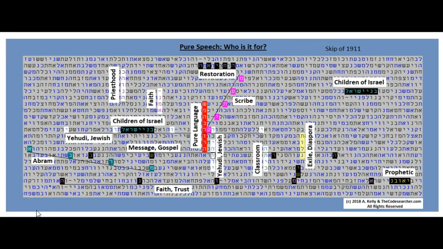Okay, in this section, we're asking who is it for, or what is it for? Again, we have the access term, pure speech, in the middle, going vertically. And so what is it for? It's for restoration.